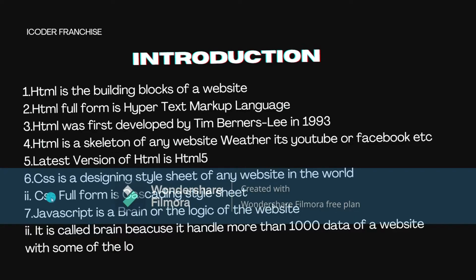Now the second component is CSS. CSS is the designing style sheet of any website in the world. If you take any website like this one I have designed, this is the CSS of a website. CSS full form is Cascading Style Sheet. Now the brain or the logic of the website: JavaScript is the brain, the logic of the website.